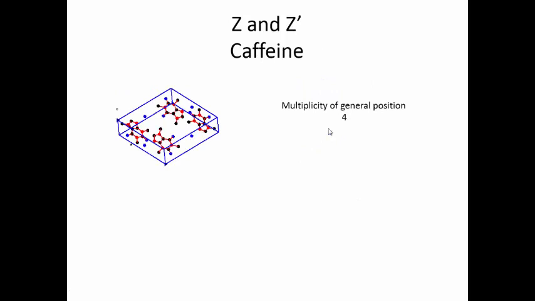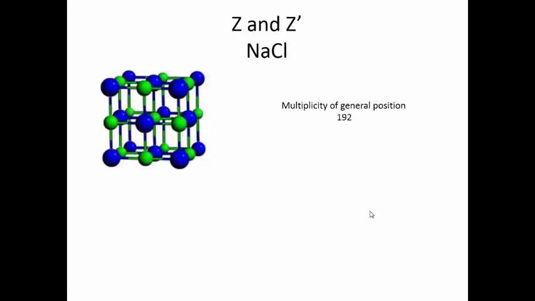Here's an example of caffeine. Here's the whole unit cell. The multiplicity of the general position is 4. You can see you have 4 caffeine molecules and their associated water. And so Z is equal to 4, and Z prime is 1. You can get Z usually from the CIF file, and then to get Z prime, you divide what's in the CIF file by the general position, and here it's 4 divided by 4, which gives you 1.